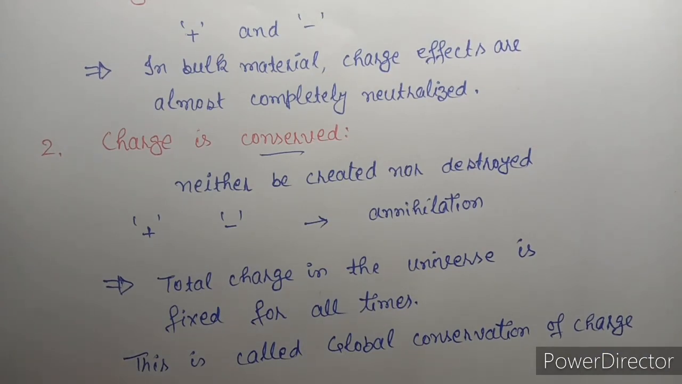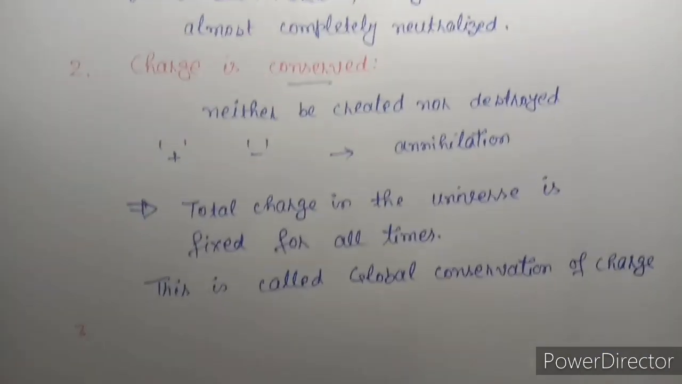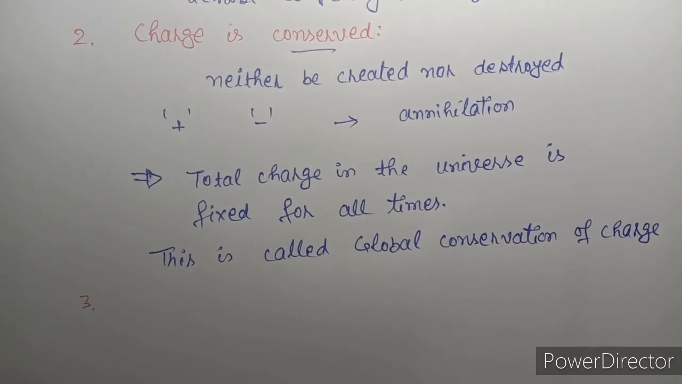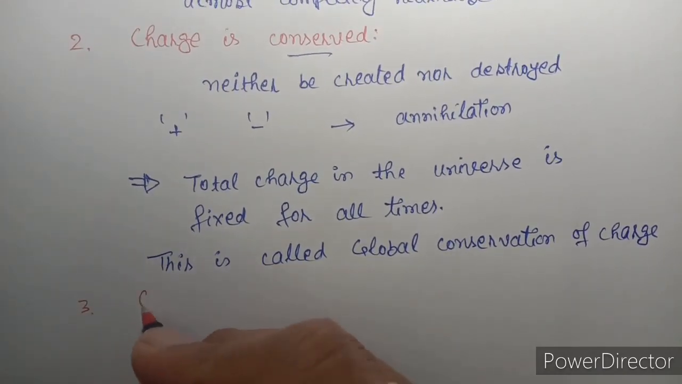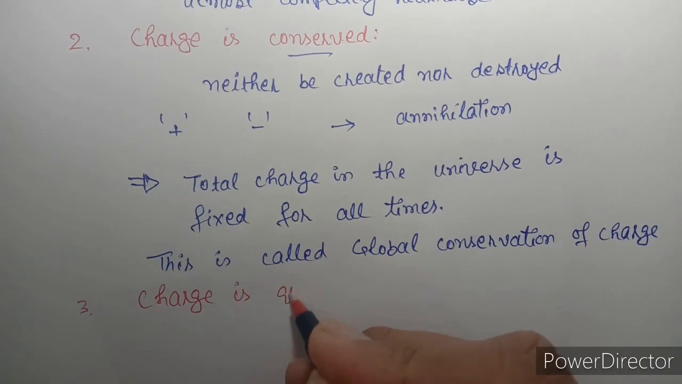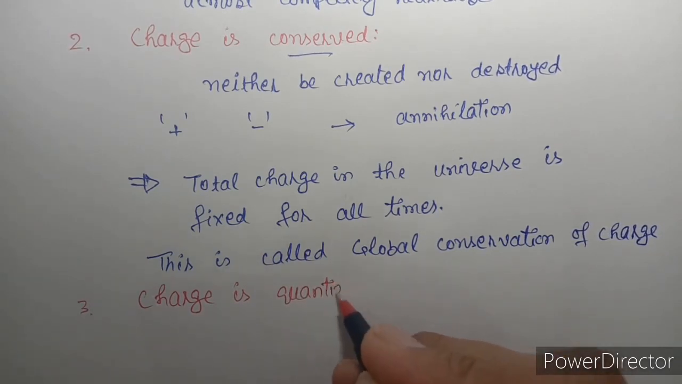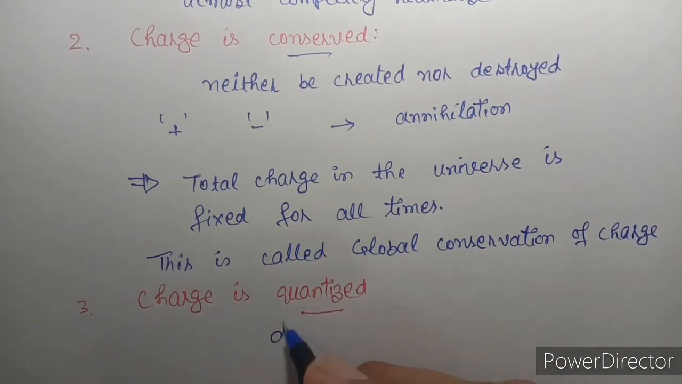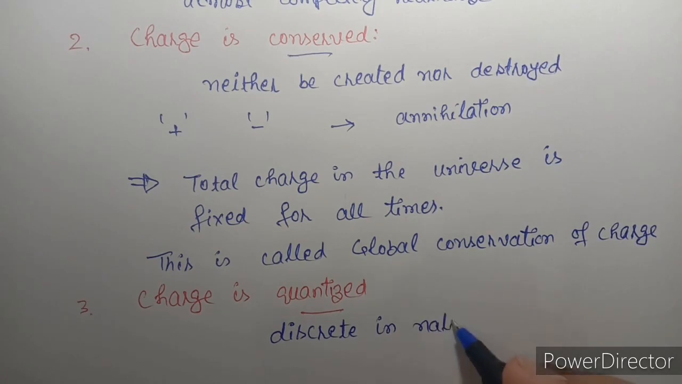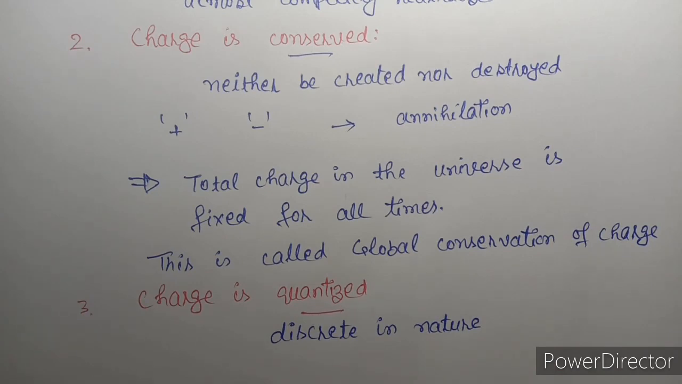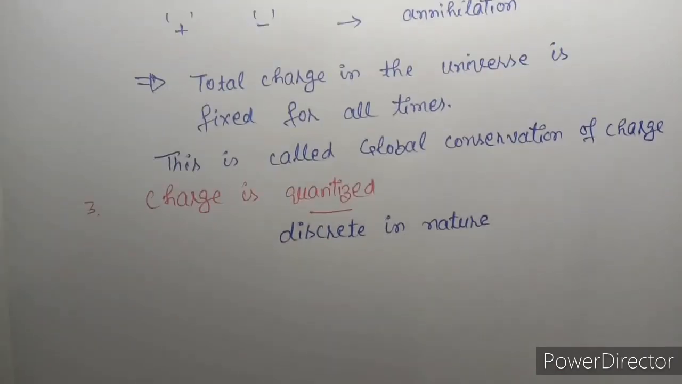The next point here is charge is quantized. That is, discrete in nature. Or we can say that it is an integral multiple of the basic unit of charge.